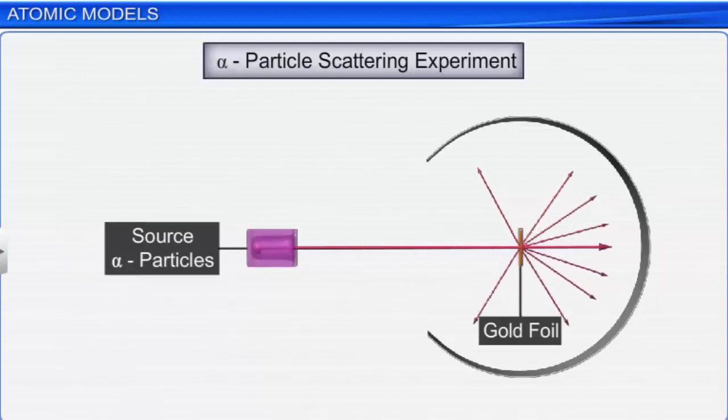Most of the alpha particles passed through the gold foil undeflected. A small fraction of the alpha particles were deflected by small angles. A few alpha particles were deflected by large angles. A very little amount of alpha particles, 1 in 20,000, were bounced back to the source, that is nearly by 180 degrees.